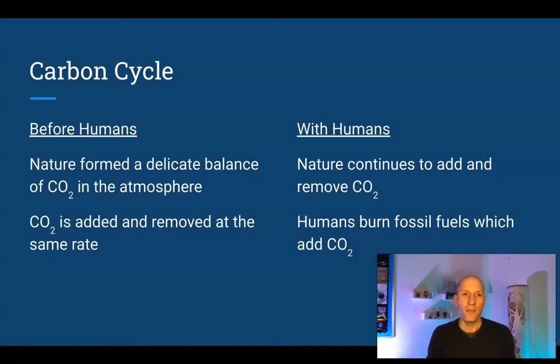So here's your two big takeaways. The carbon cycle has always existed. Before humans were around, nature had formed a really delicate balance. Carbon dioxide that was released into the atmosphere was absorbed back out of the atmosphere, and the amount of carbon dioxide in the atmosphere stayed the same. CO2 was added and removed at the same rate.